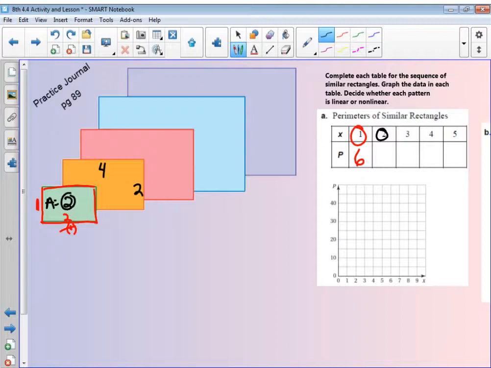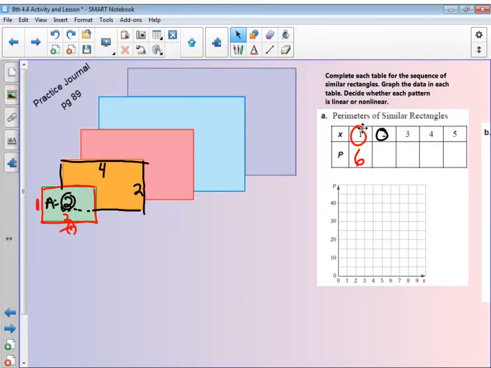Okay, so our perimeter, well, we would have 4 plus 4, which would give us 8, 9, 10, 11, 12. So we got 12 for our perimeter there. And while we're at it, we'll find our area. There we would do 4 times 2, which gives us 8 for our area. So we'll circle that because we'll need it for later.